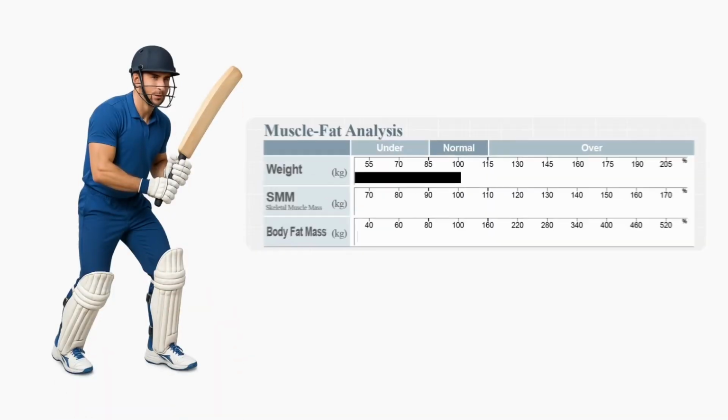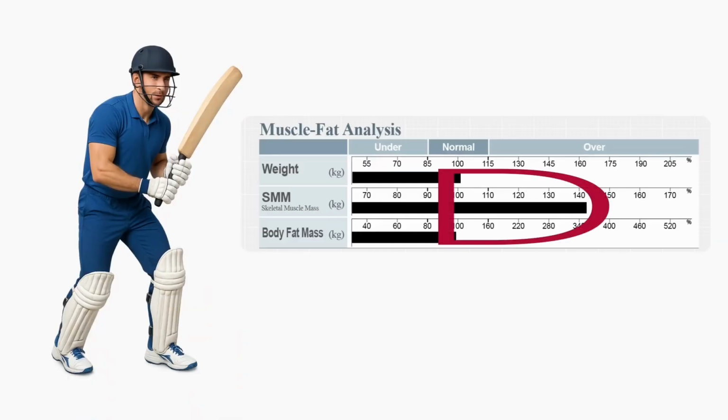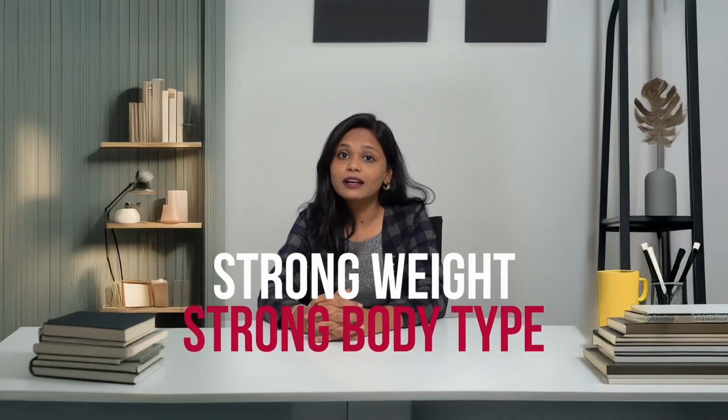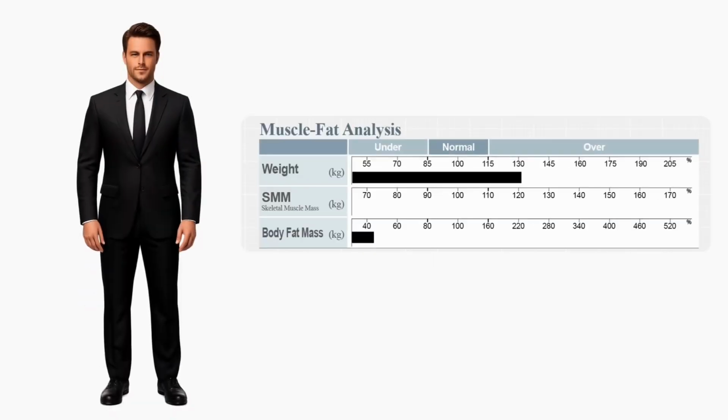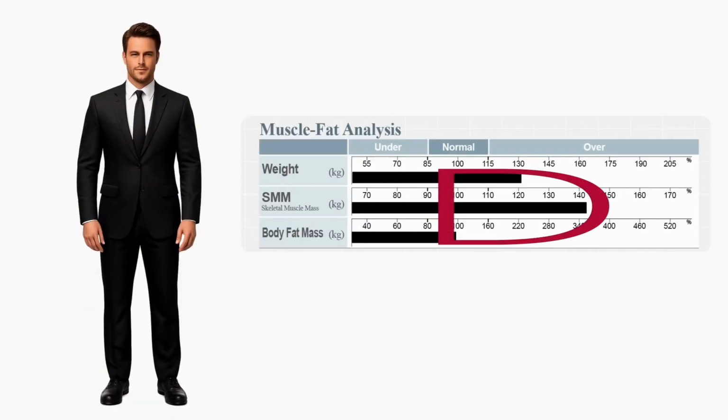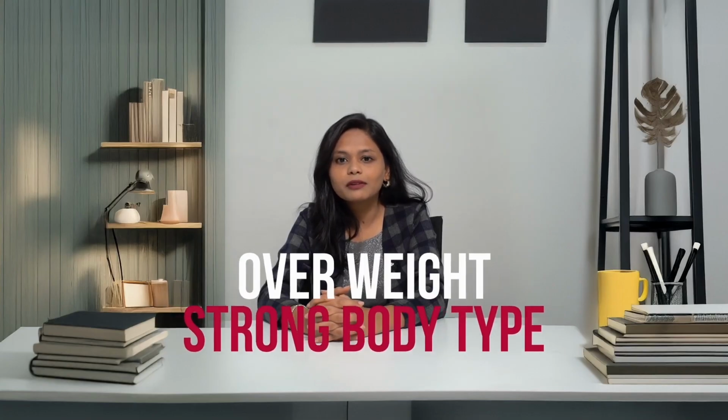Secondly, if we talk about cricketers specifically, they have to maintain a normal weight, while the muscle mass has to be more and body fat has to be less. They are considered under the strong weight and strong body type category. While the last one is, if we consider the example of actors, at times they are a little overweight, maybe because of a certain role, they have to build up a certain body type. But the excess weight which they possess is specifically muscle mass, while the body fat has to be maintained. So again, they are overweight but strong type. So these are the three types of D-shaped graphs which we can understand from this slide.